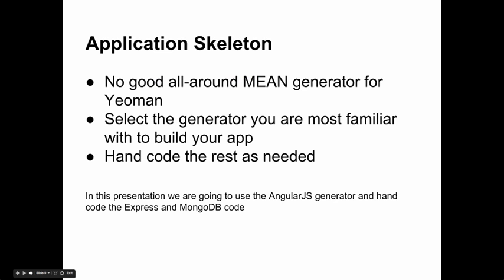Okay. And then, like I said, there's no good all-around MEAN generator for Yeoman. So, like I said, select the generator you're most familiar with, or that you're going to use for the bulk of your project, and use it. And then hand code the rest as needed. And like I said, we're using the AngularJS generator.